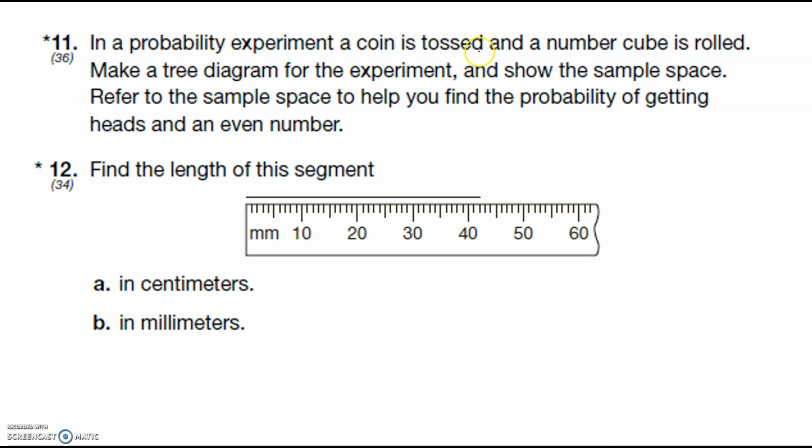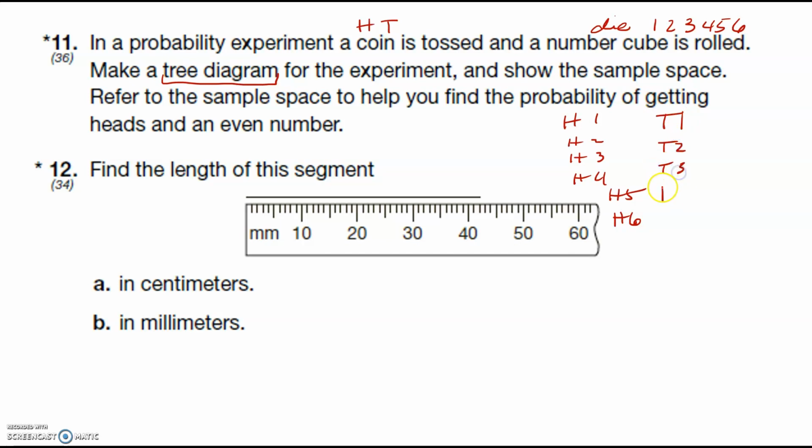In a probability experiment, a coin is tossed and a number cube is rolled. This is a die, a 6-sided die. Make a tree diagram. I'm not a fan, so you'll see how I do this to show the sample space. Okay. So for a coin, I have heads and tails. For a die, I have 1, 2, 3, 4, 5, 6. So I'm going to have heads 1, heads 2, heads 3, heads 4, heads 5, heads 6, and then I'm going to have tails.